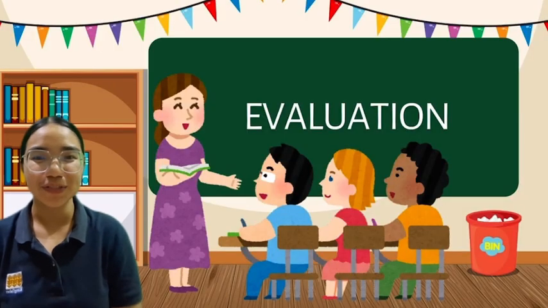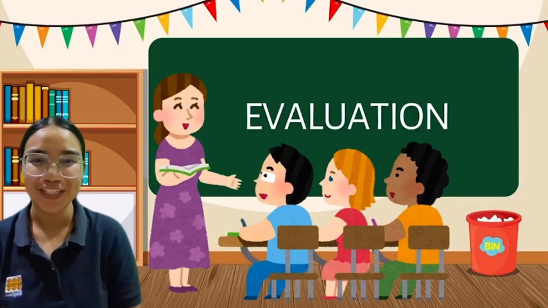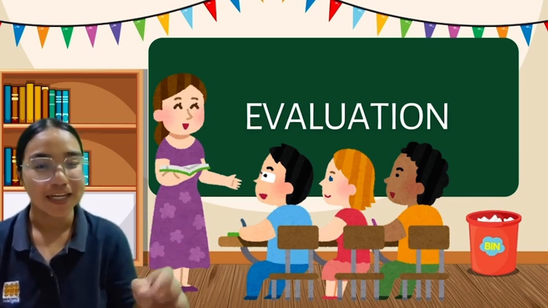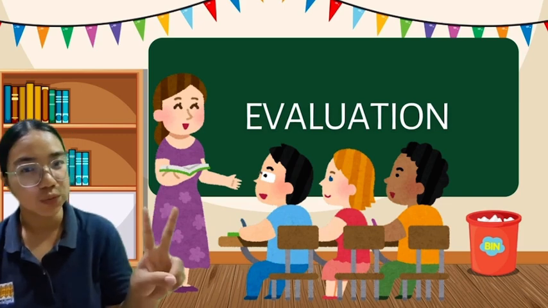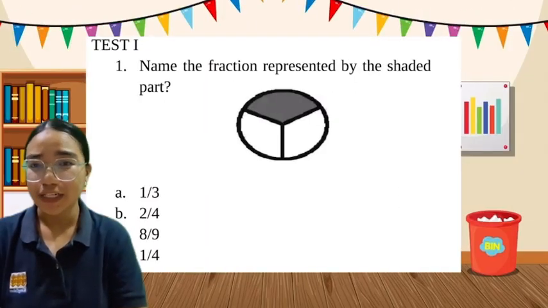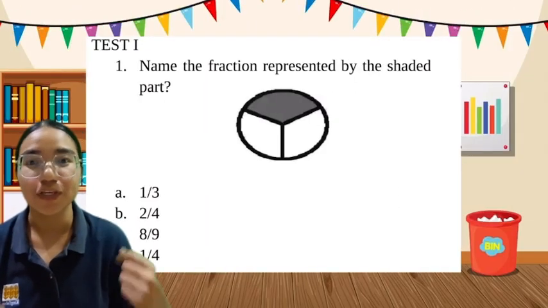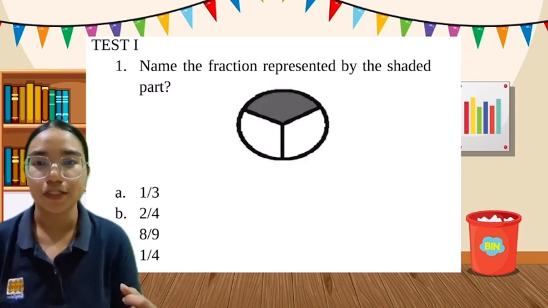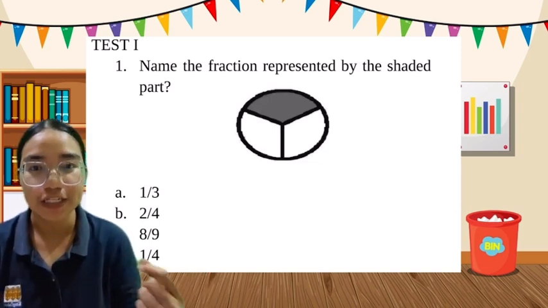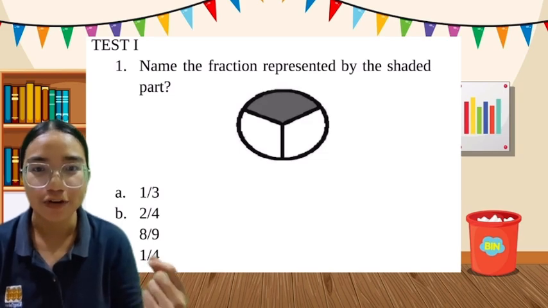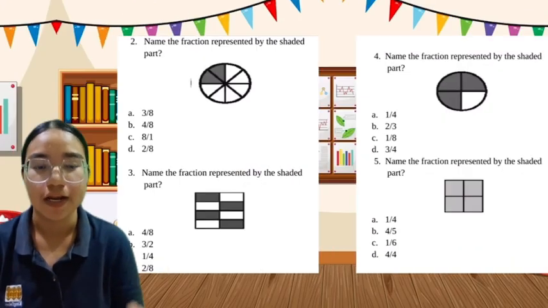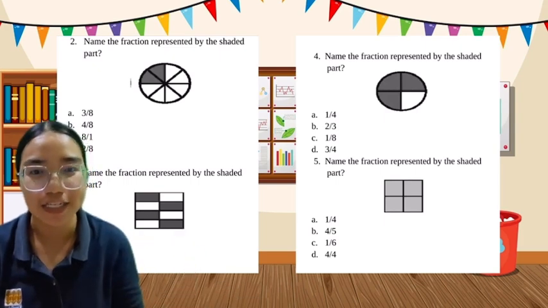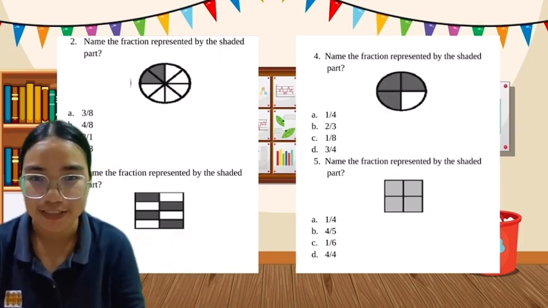Today, we're going to do a fun fraction quiz to see how much you've learned about fractions. There are two parts to this quiz, Test 1 and Test 2. Now, Test 1 is all about looking at pictures and figuring out what fraction the shaded part shows. For each question, look closely at the shaded area and choose the correct fraction from the choices given. Remember, a fraction shows how many parts are shaded out of the total parts.